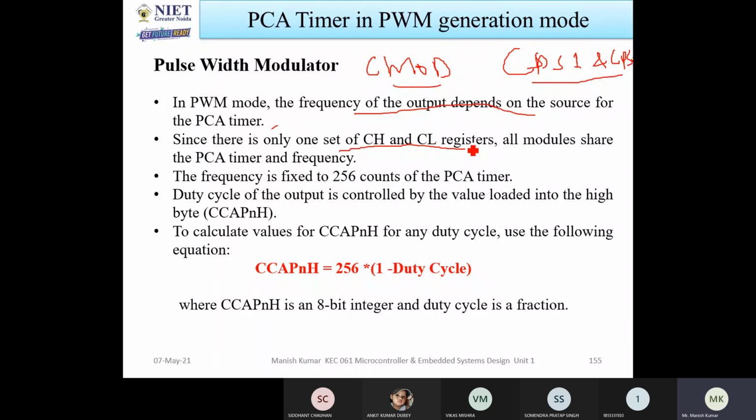What will happen? There is only a single count register. A single count register means it has a single count value, higher byte and lower byte. But there are 5 modules in that. So if all 5 modules access only a single count register, the frequency is fixed to 256 counts of the PCA timer. And also, if you are going to generate the waveform in PWM mode, then you have to define the duty cycle. So how can you define the duty cycle? The duty cycle of the output is controlled by the value loaded into the high byte, CCAPnH.